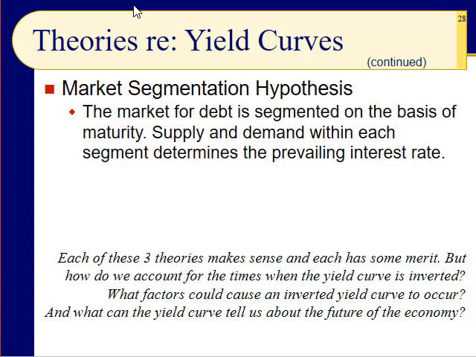But each of these things makes sense, except for the time when the yield curve inverts. Then it just doesn't make any sense. You'd think you'd want the shorter term security. What factors could cause an inverted yield curve to occur? And what can the yield curve tell us about the future of the economy?